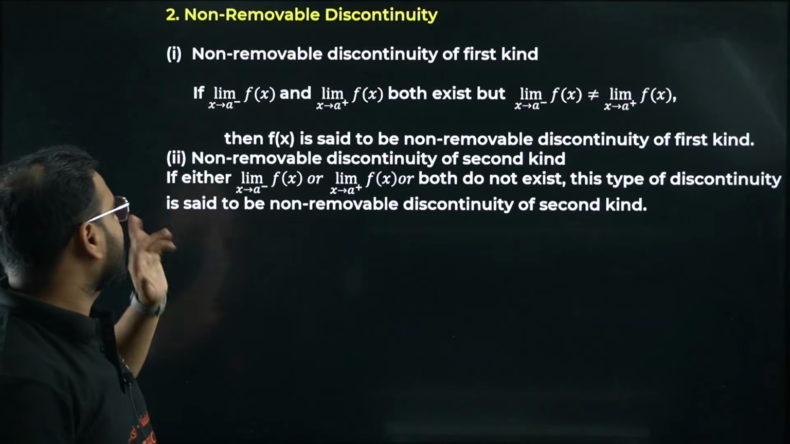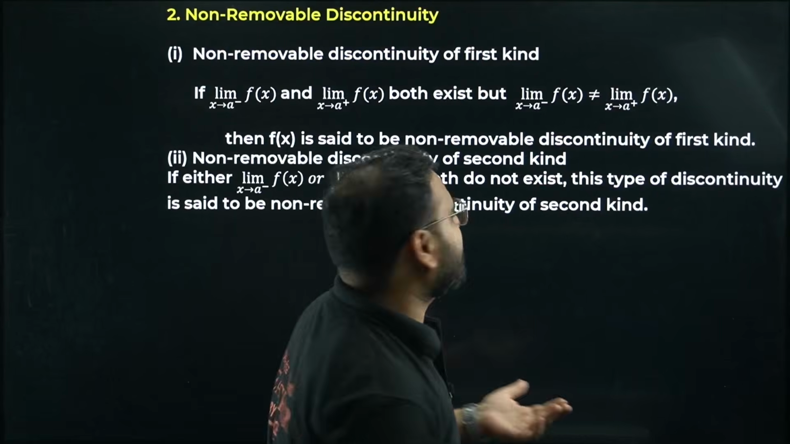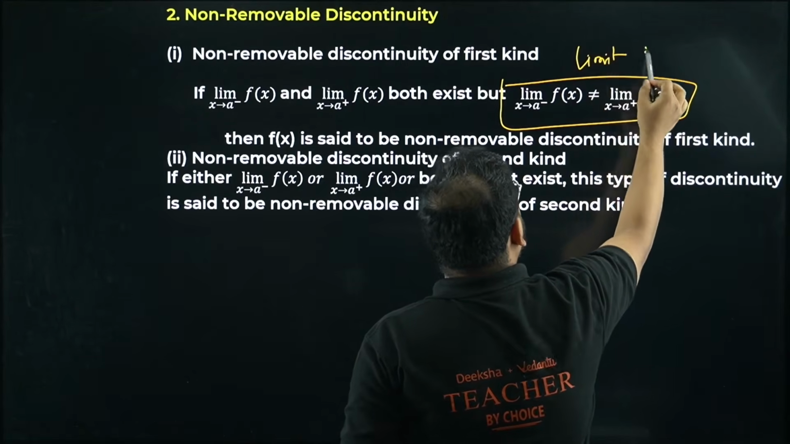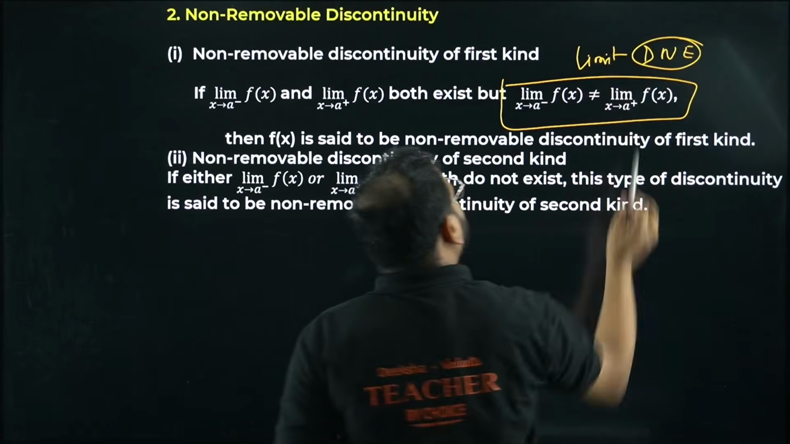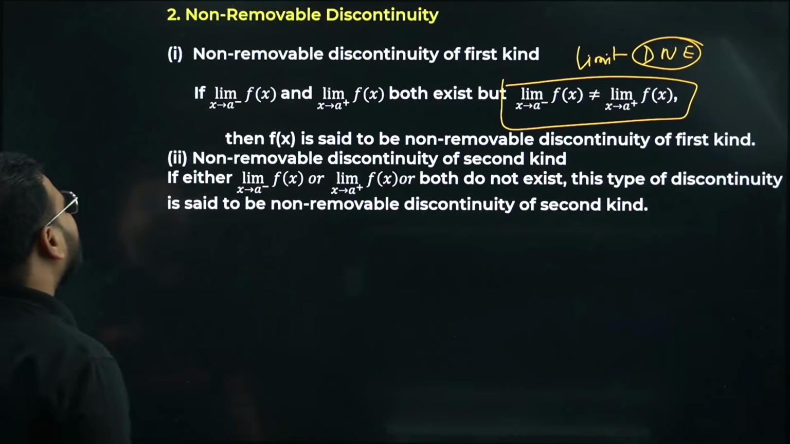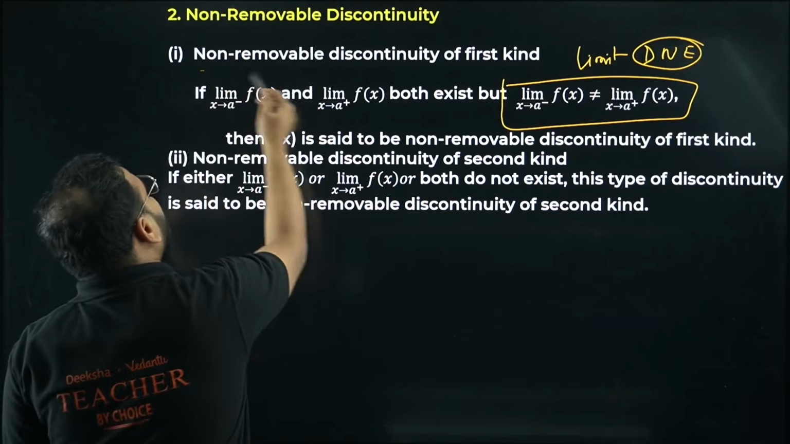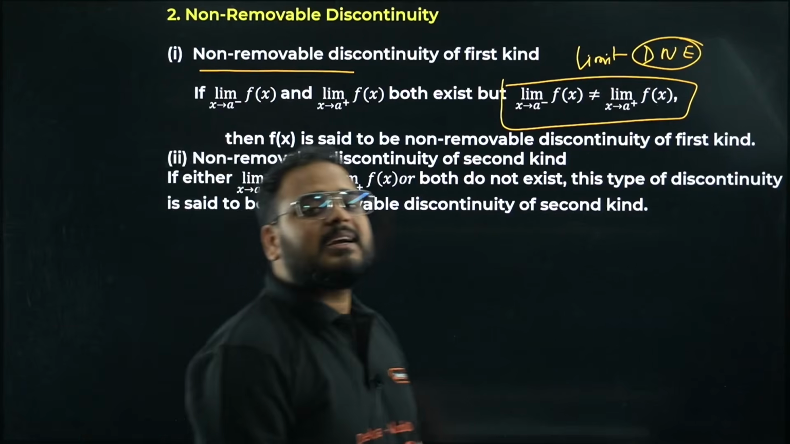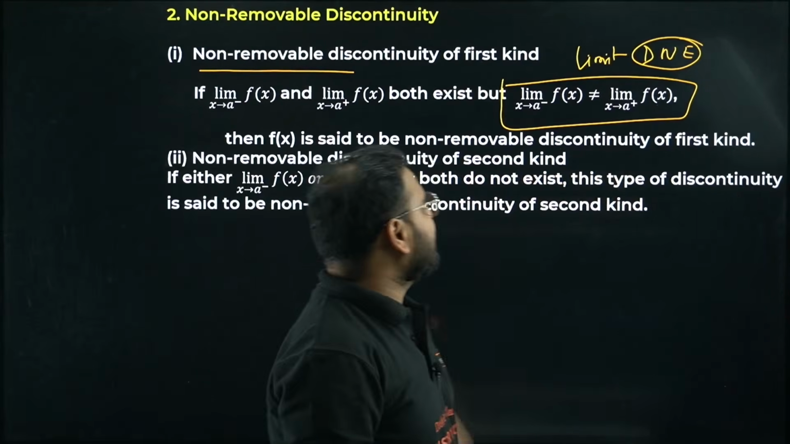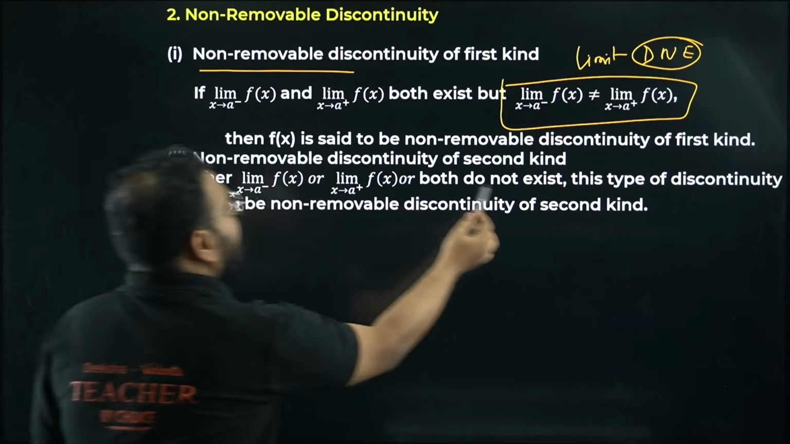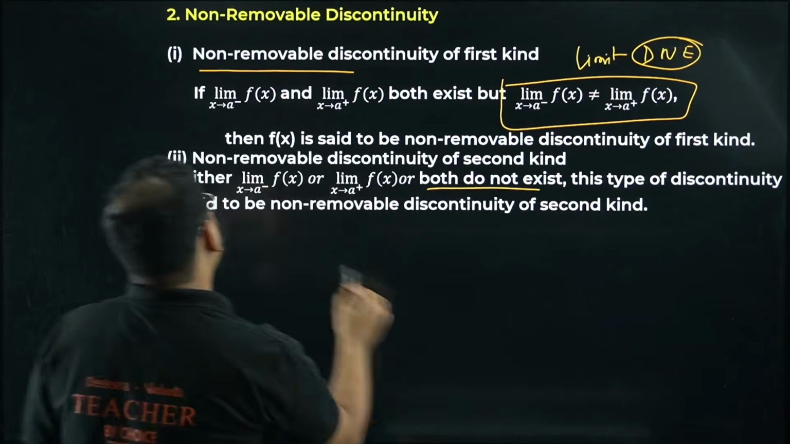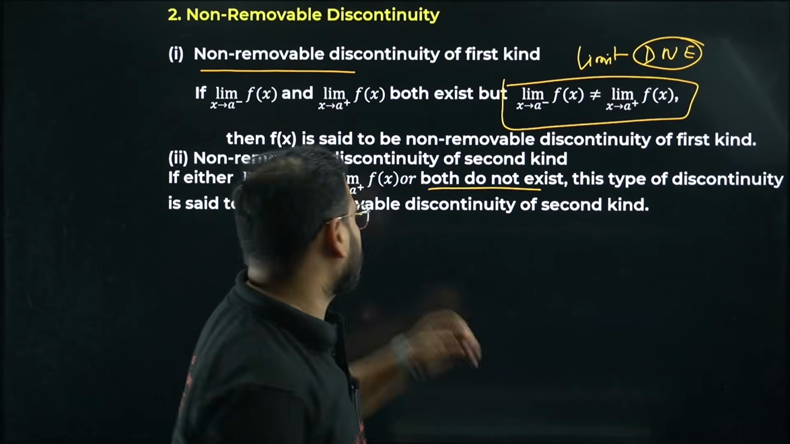Non-removable, when the limit does not exist. Whenever the limit does not exist, we can't fix that, the function cannot be defined. So when that case is there, the function has non-removable type of discontinuity, of the first kind. The second kind: if either limit or both do not exist, this type of discontinuity is said to be non-removable discontinuity of the second kind.